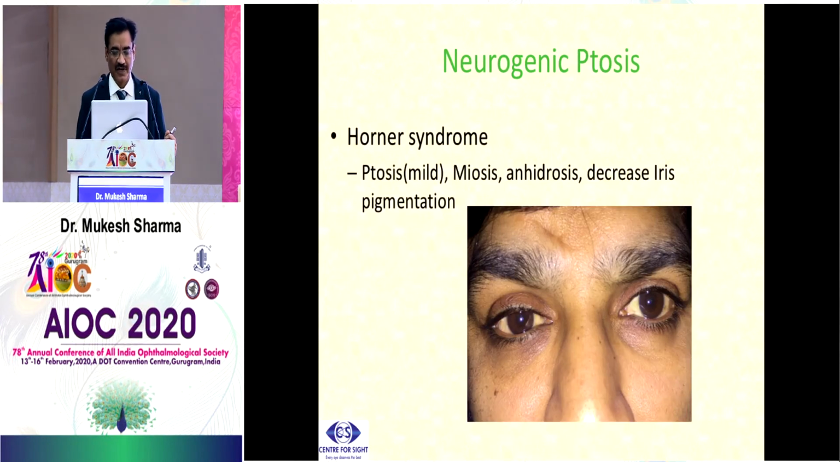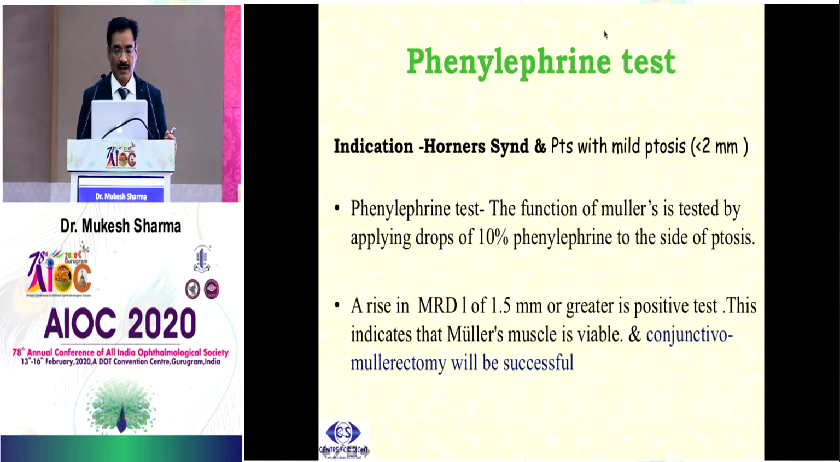I will not discuss these things in detail. Horner syndrome, you all know. There is ptosis, miosis, anhidrosis, etc. Phenylephrine test should always be done in mild ptosis, in Horner's and even otherwise also, because this test indicates whether a person's Muller's muscle is acting or not. If you want to do a surgery on Muller's muscle, then the phenylephrine test should always be positive.